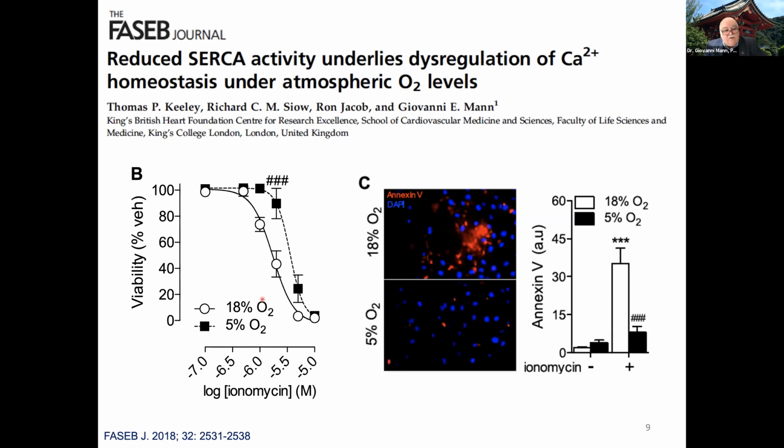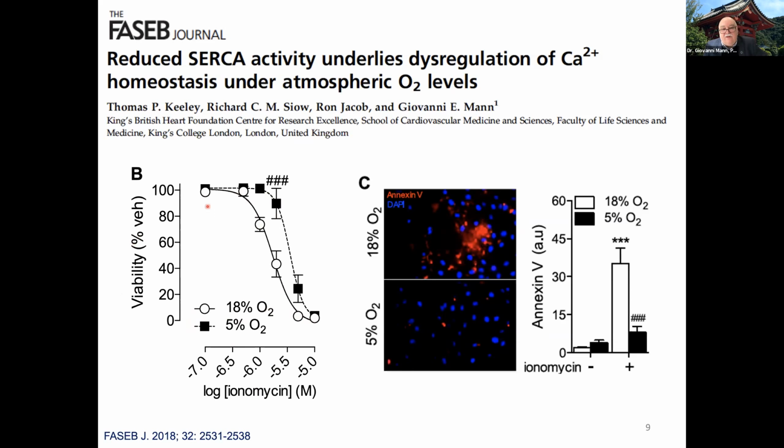Note the open circles are cells adapted to 18% oxygen. You can see the marked decline in cell viability. When you pre-adapt cells for 5 days to 5% oxygen, the level in vivo, note the protection that you can see at a given concentration of ionomycin.